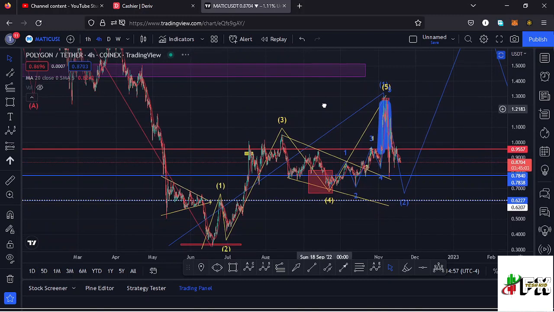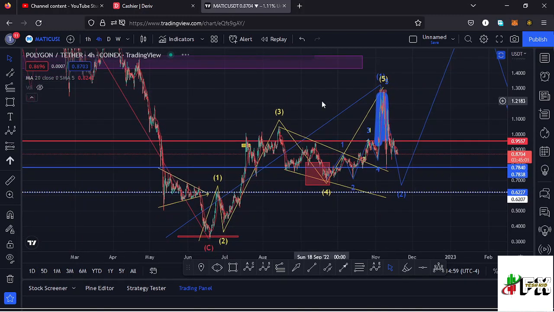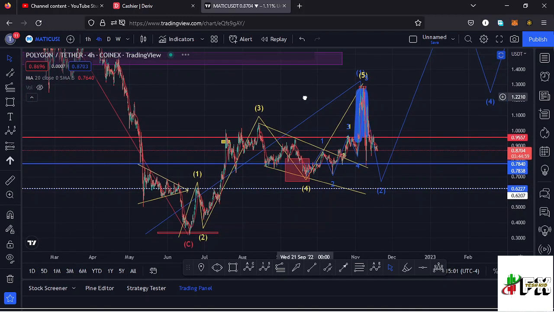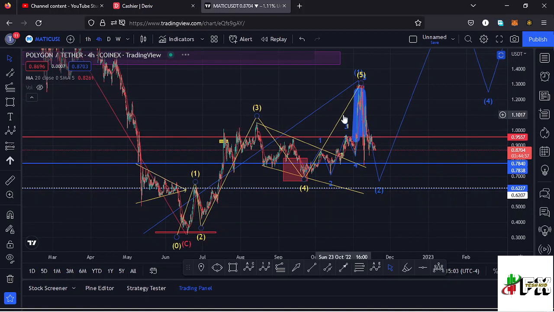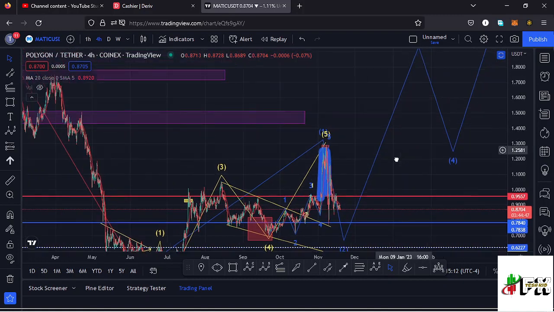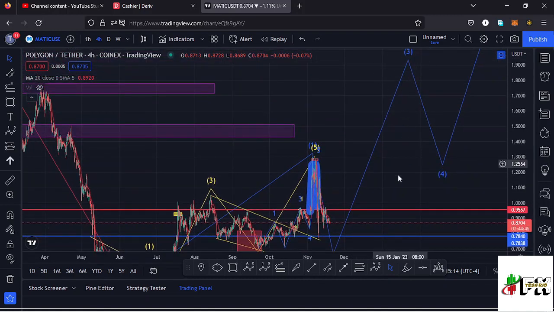Having done so, I get to my primary scenario that I expect to play out here on the Polygon Matic chart, which is retracing in the formation of this higher Elliott wave count 2. Once we make the low for that higher Elliott wave count 2, we can expect an impulsive movement to the upper side in the formation of this higher Elliott wave count 3.